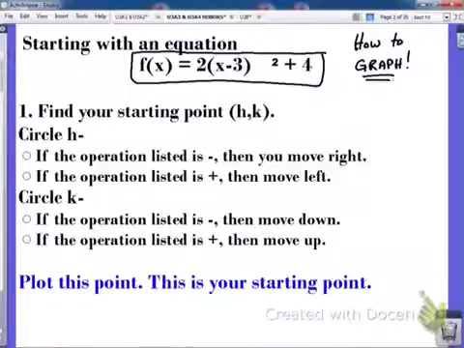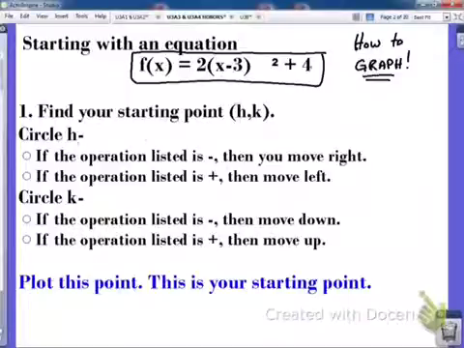Yes, anybody could enter this into their graphing calculator, but let's suppose you were stranded in the middle of the desert and your life depended upon you graphing this in the sand. What are you going to do? You should start off by finding your starting point. So this gives us these directions.